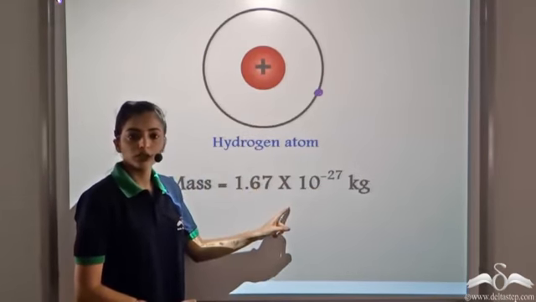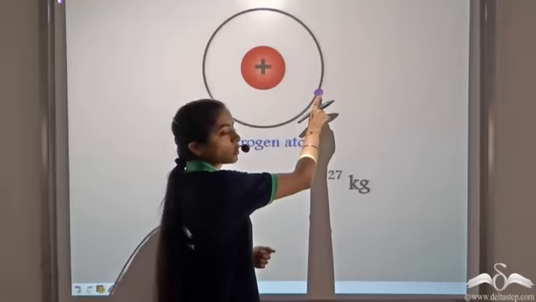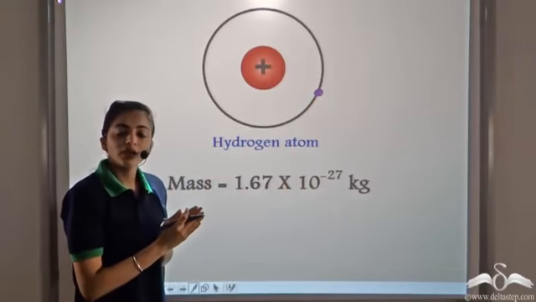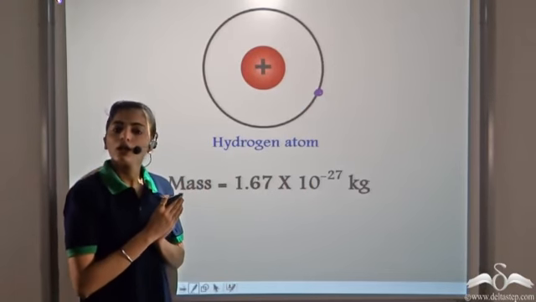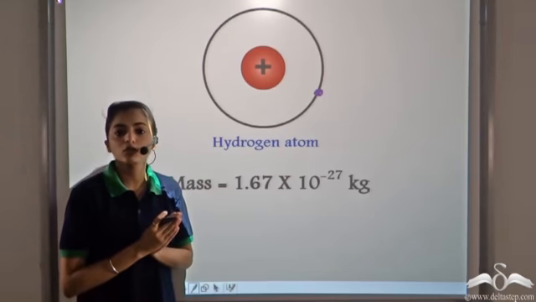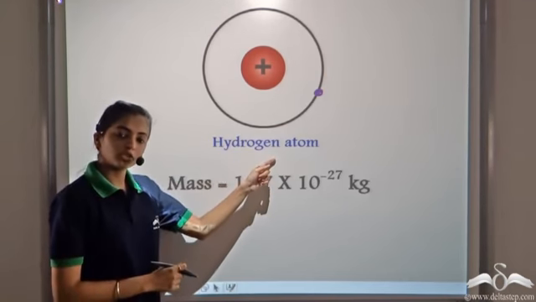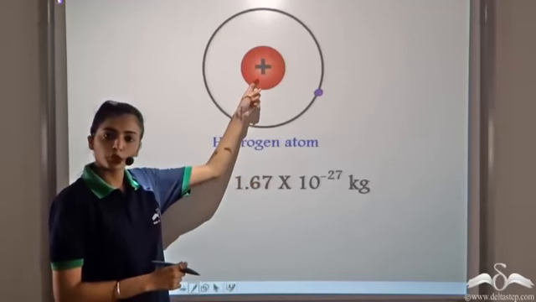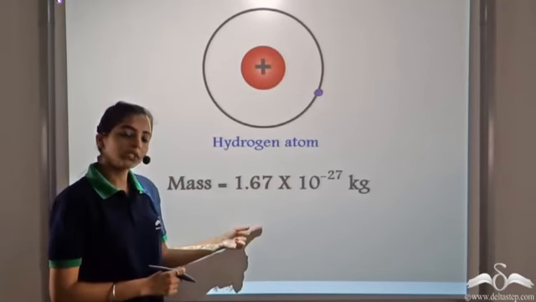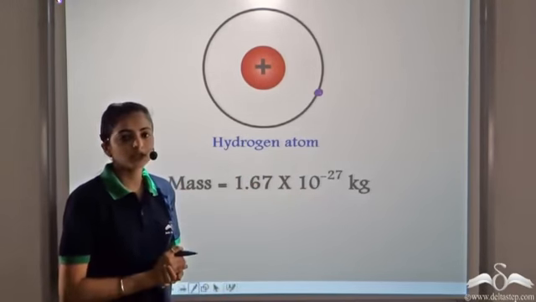mass of a proton. We know that the mass of an electron is quite negligible as compared to the mass of a proton. That is why we do not consider the mass of electrons. And this is the reason why the mass of a hydrogen atom is equal to the mass of a proton, which is 1.67 into 10 to the power minus 27 kg.